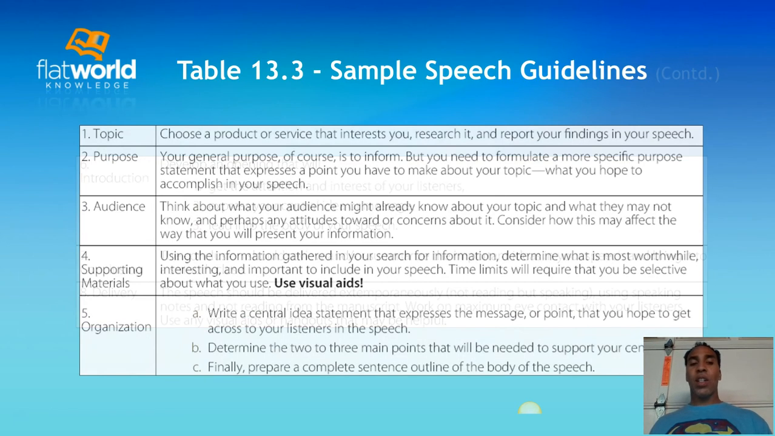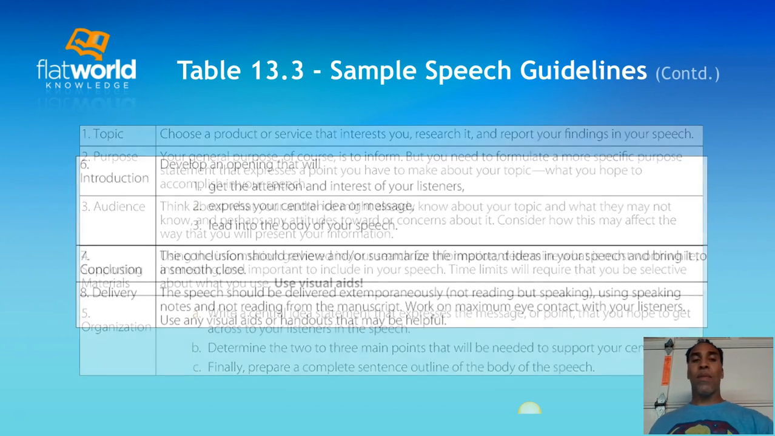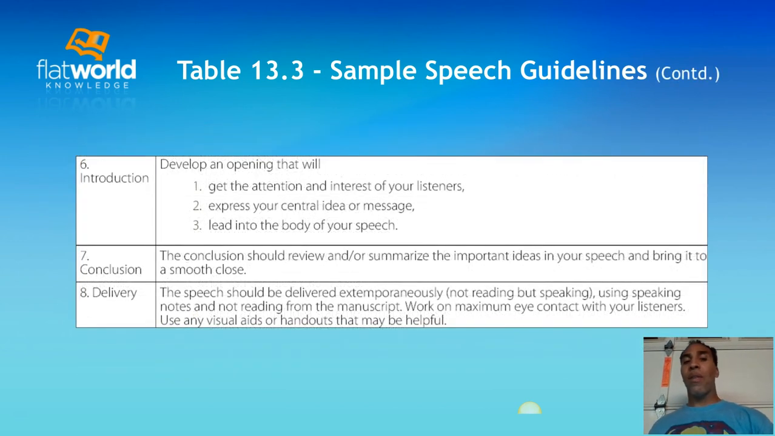And this is just a continuation from this page. So this one goes up to 5, and this one goes up to 8. So you have your introduction: develop an opening. These are the 3 things that you need to do for an introduction. You need to get the attention and interest of your listeners, you need to express your central idea or message, and you need to lead into the body of your speech. Remember, we talked about the transitions last chapter. Then you go to your conclusion, and then your delivery.